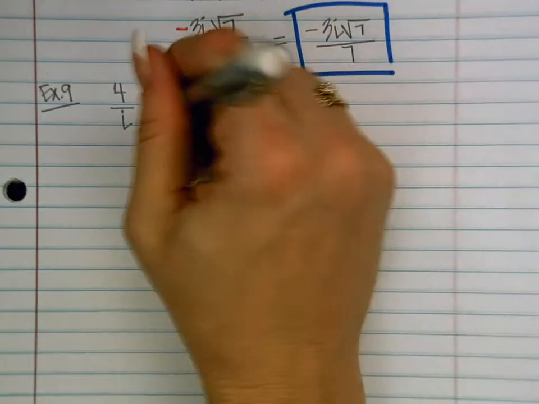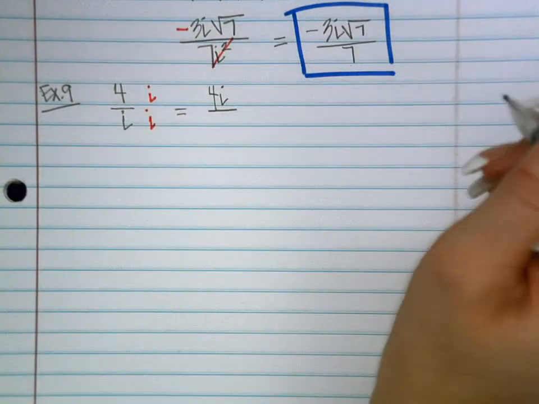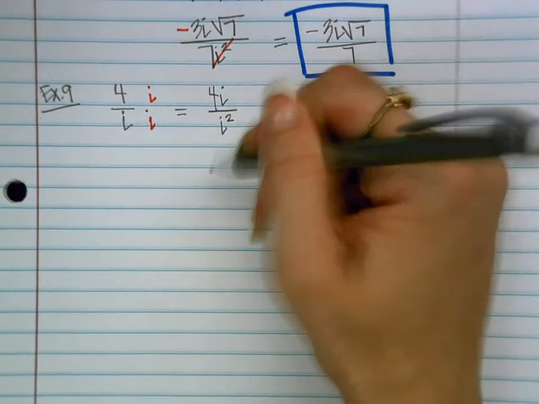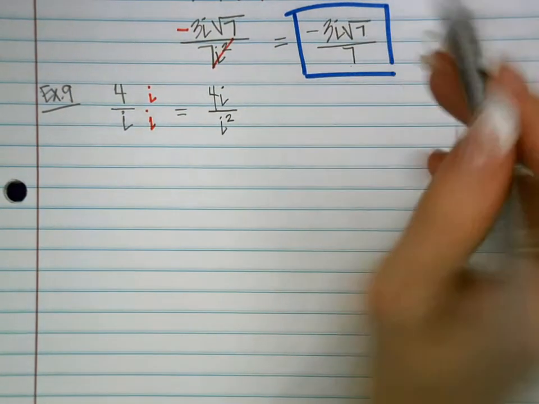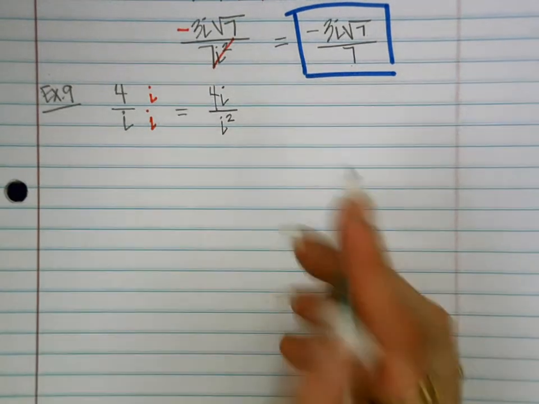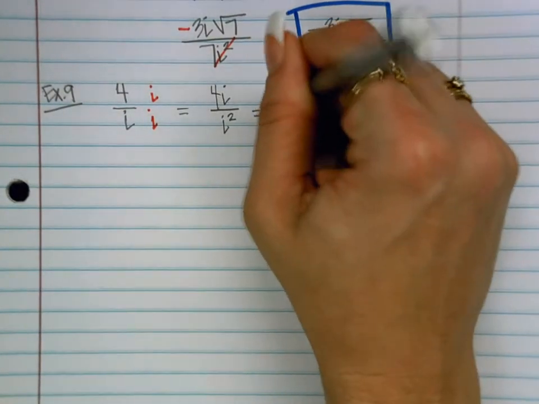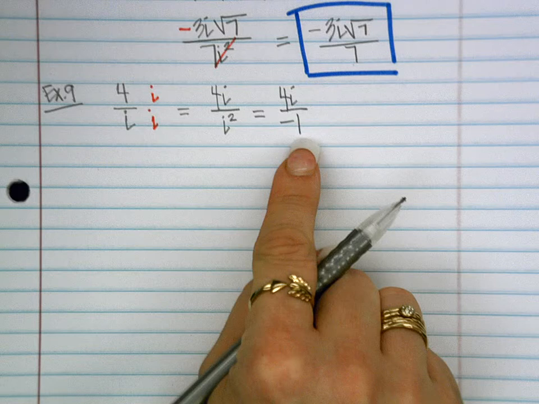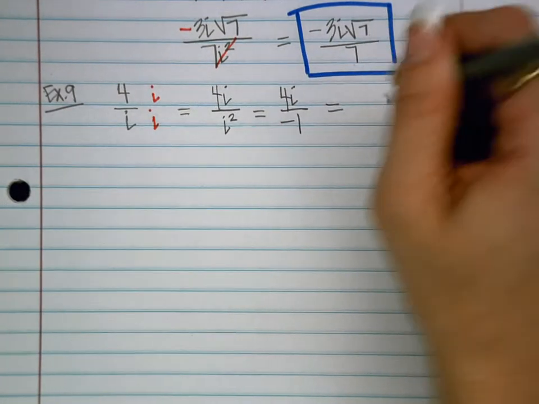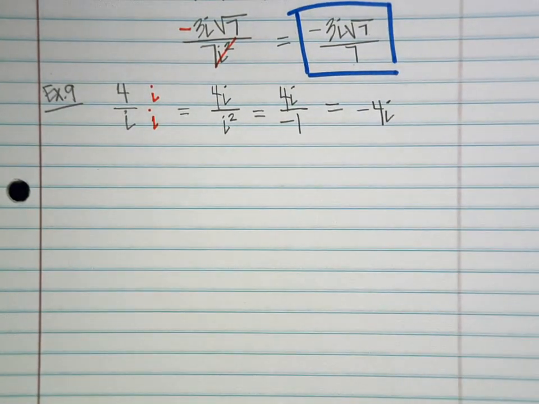If you multiply across the top, 4 times i is just 4i. In the denominator, i times i is i squared. Now, do not reduce these. If you reduce these, you're going to get right back to where you started. That's not what we want. So don't do that. i squared actually becomes what? -1. So 4i over -1. That doesn't really make any sense. So the actual correct way to write this is to move the negative up to the top, and this is equal to -4i. That's the answer that we're looking for.